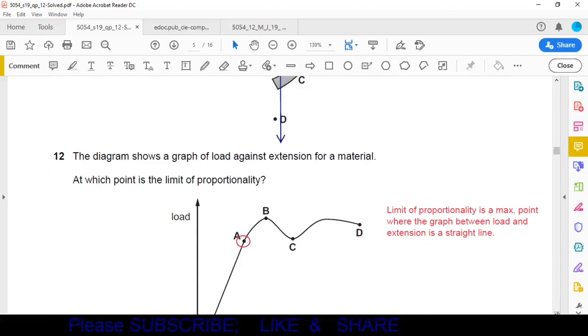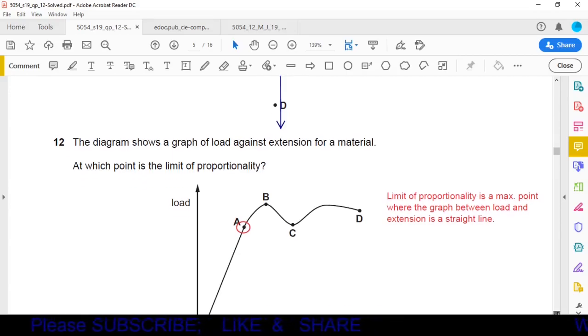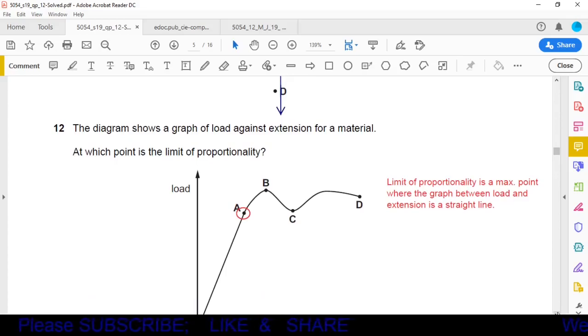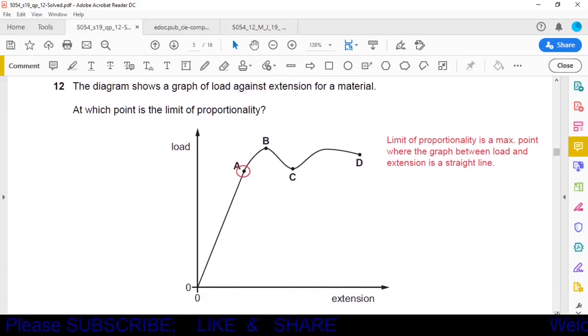Okay, next question, question number 12. The diagram shows a graph of load against extension for a material. At which point is the limit of proportionality? The topic is related to Hooke's law. What is the limit of proportionality? Limit of proportionality is the maximum point where the graph between load and extension is a straight line. So here we are looking that after the point A it is no more a straight line. So point A is the correct option. It is the limit of proportionality.